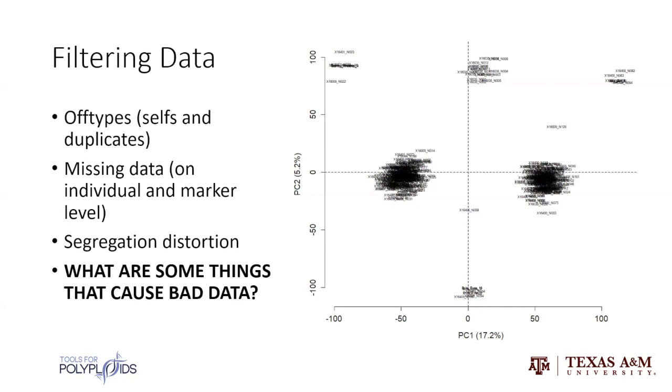You might have segregation distortion for real in your population, but there's no real good way to include them. You can play with the p-value of how much segregation distortion you want to allow, but that's the best that I can answer.